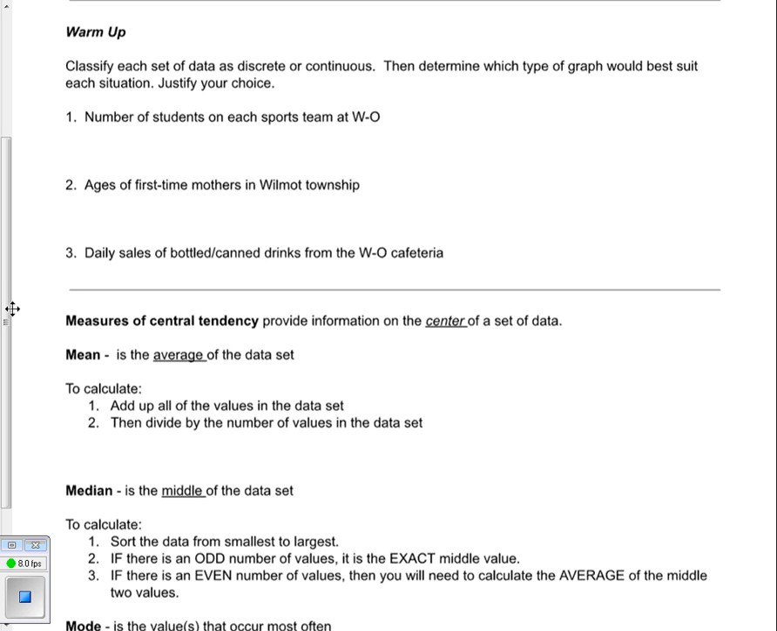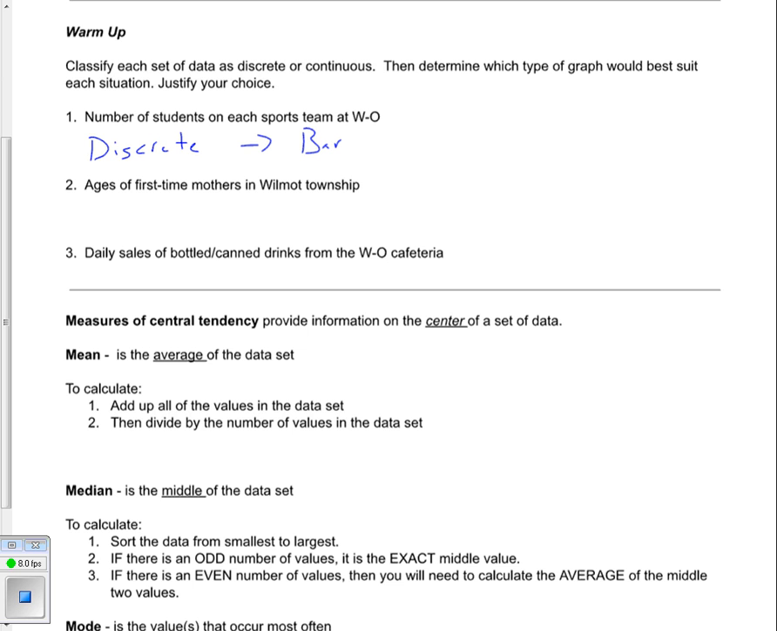So for each situation, just classify the data as either discrete or continuous, and then determine the type of graph that would best suit it. Okay, so let's start off with question number 1. The number of students on each sports team at WO. Well, you can't have half a person, and so therefore it's got to be discrete. So this is discrete data. And then the type of graph that would probably best represent this particular situation, I would argue that it's likely to be a bar graph of some type.